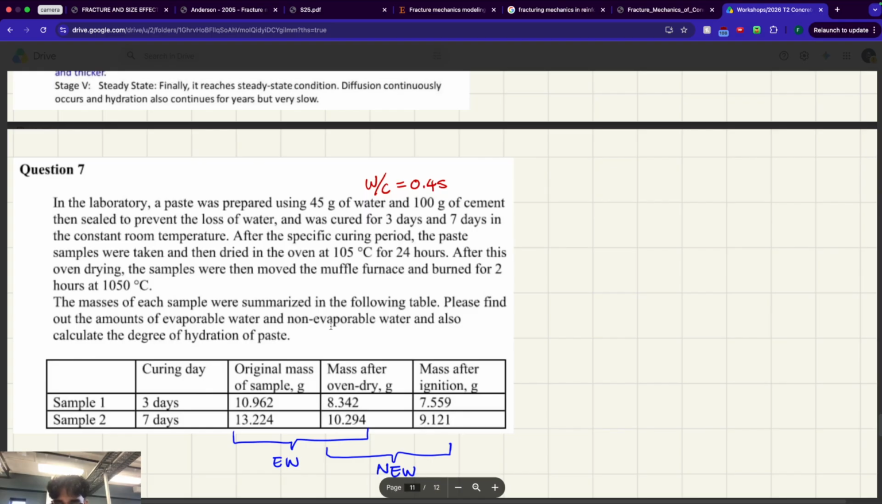And then, yeah. So after it's moved to a muffle furnace, that's when we're trying to get rid of that non-evaporable water. If that makes sense. So the difference in weight between the original sample, the mass after oven dry, and the mass after ignition, that's how you can find your non-evaporable water and evaporable water. So for example, this minus this is going to give you the amount of evaporable water in sample 1. This minus this is going to give you the amount of non-evaporable water. Does that make sense? Cool. And then please find the amount of evaporable water and also calculate the degree of hydration. So I've pretty much given you the first part of the question. So try the second part of the question. I'll give you guys like 5 minutes.